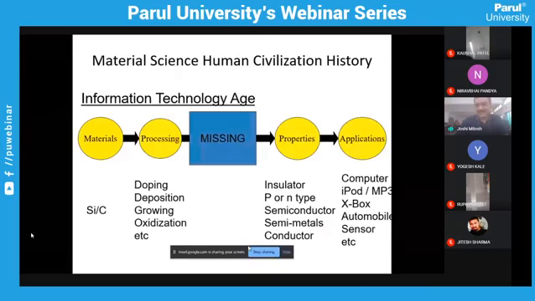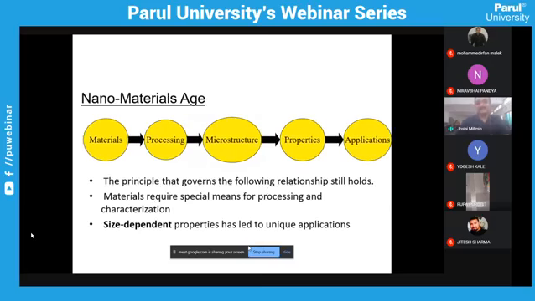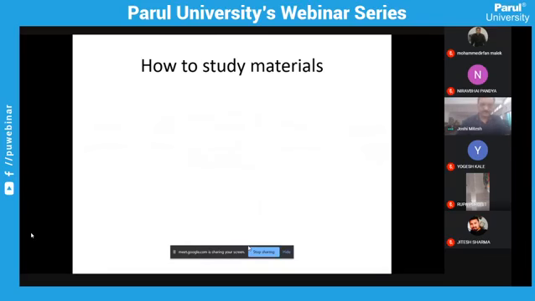So when this happens, by knowing the microstructure of the material, this is an important aspect: microstructure of material. When they know this microstructure, there is a huge difference between earlier and human civilization nowadays. We are also living in another age, which is called the nanomaterial age. Again, the same principle applies here, from material to applications, but here the size-dependent properties are included, which actually leads us to unique applications of the material.